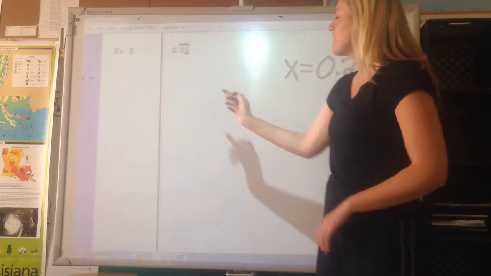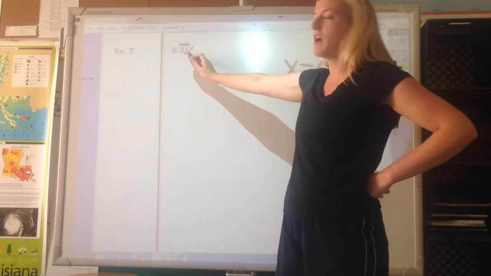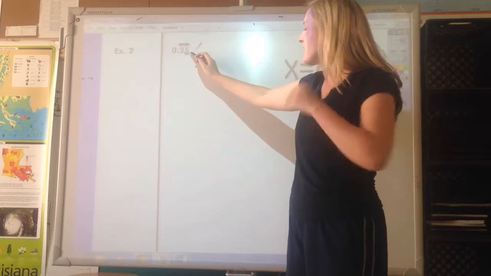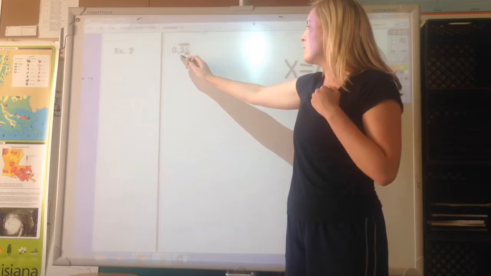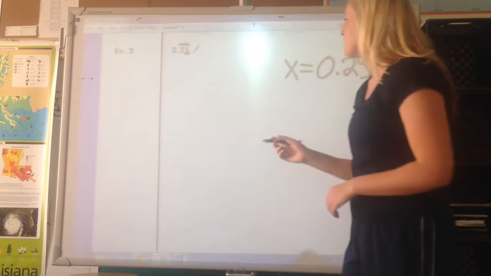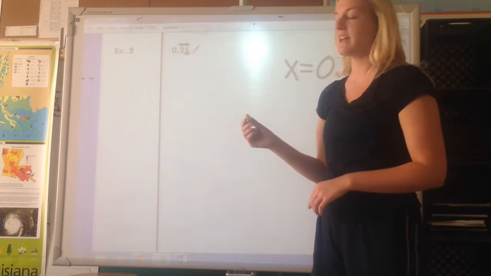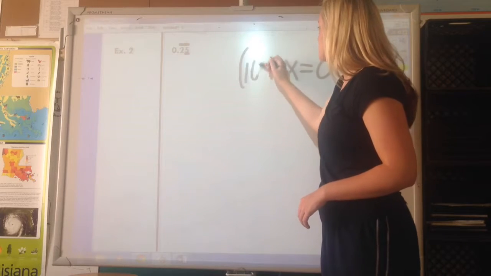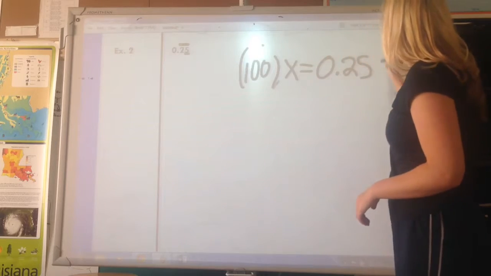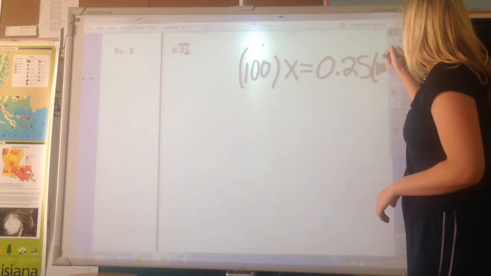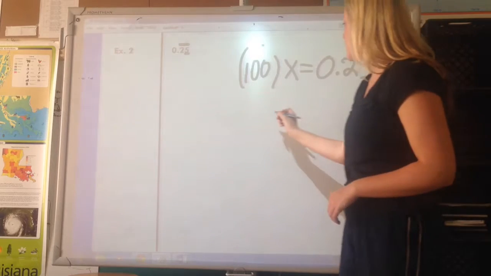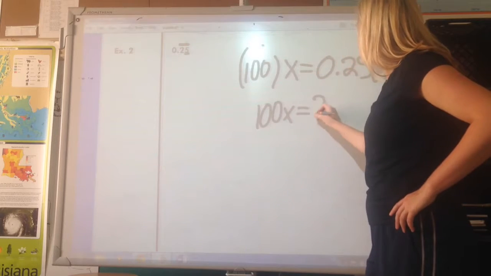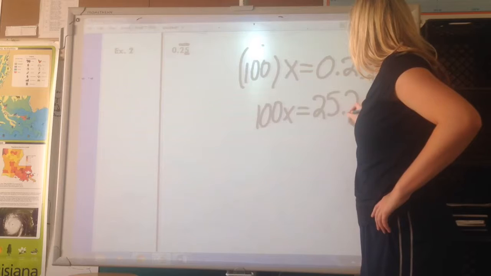Now, I'm looking back at my number, and I see that 5 is in the hundredths place. If I want to get my decimal on the other side of 5, or moving it 2 places to the right, I have to multiply by 100 instead of 10. So since there are two values, I multiply both sides by 100. All right, and that gives me 100x equals 25.25.